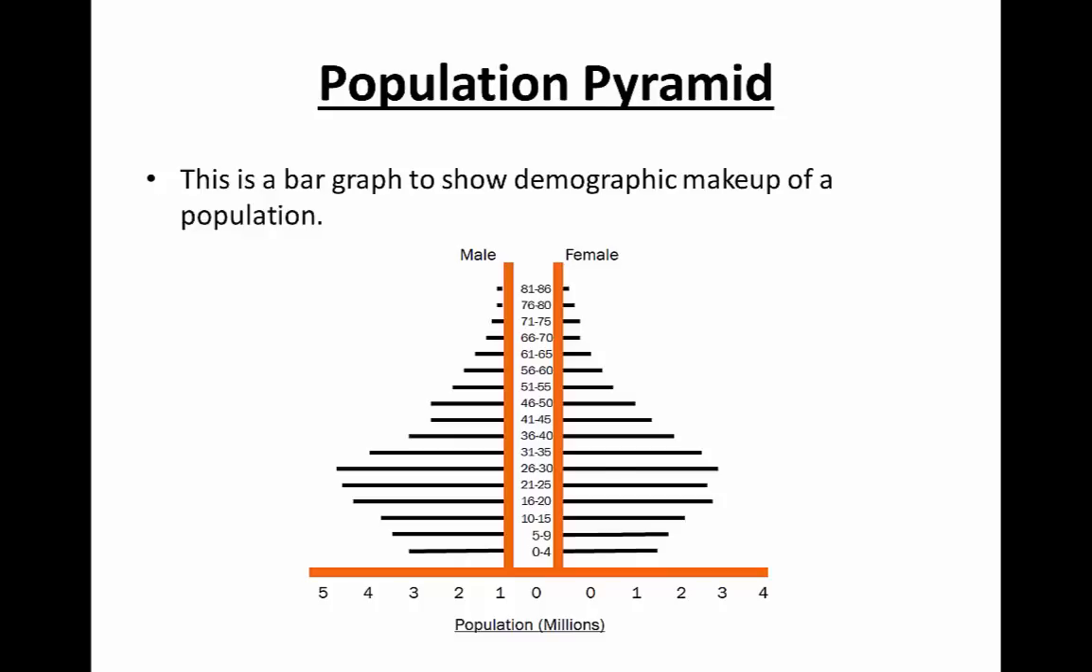So for example, if we look at that 0 to 4 at the beginning, we can see that there is approximately 1.5 million 0 to 4 year olds that are female and 3 million 0 to 4 year olds that are male. So then we can move up the bar and see the kind of general population levels of each of the age ranges. Now we're going to look at a proportional divided circle.